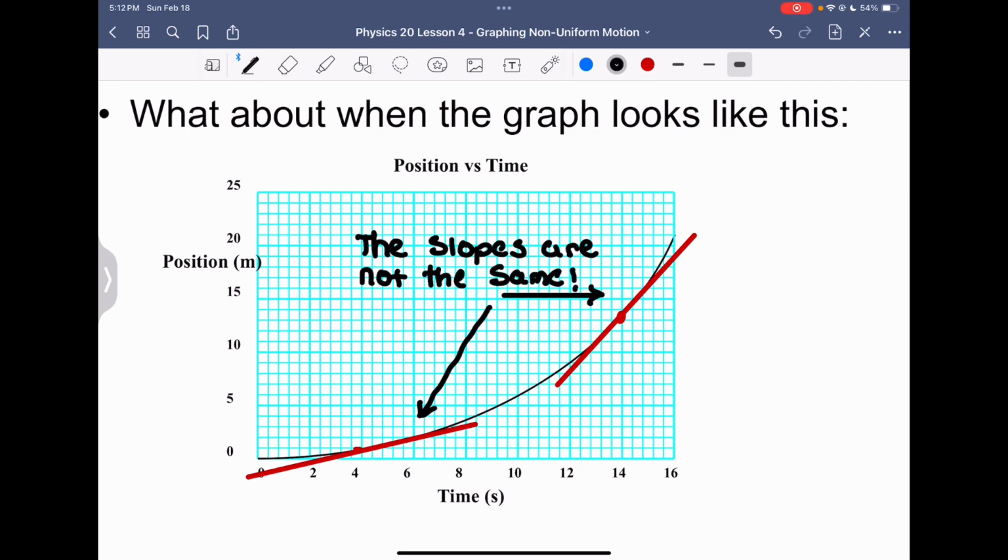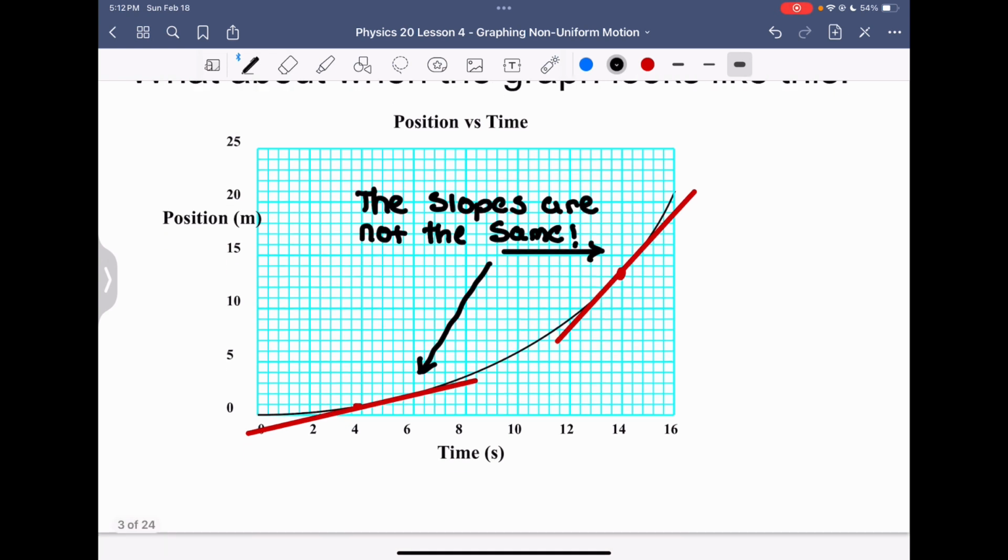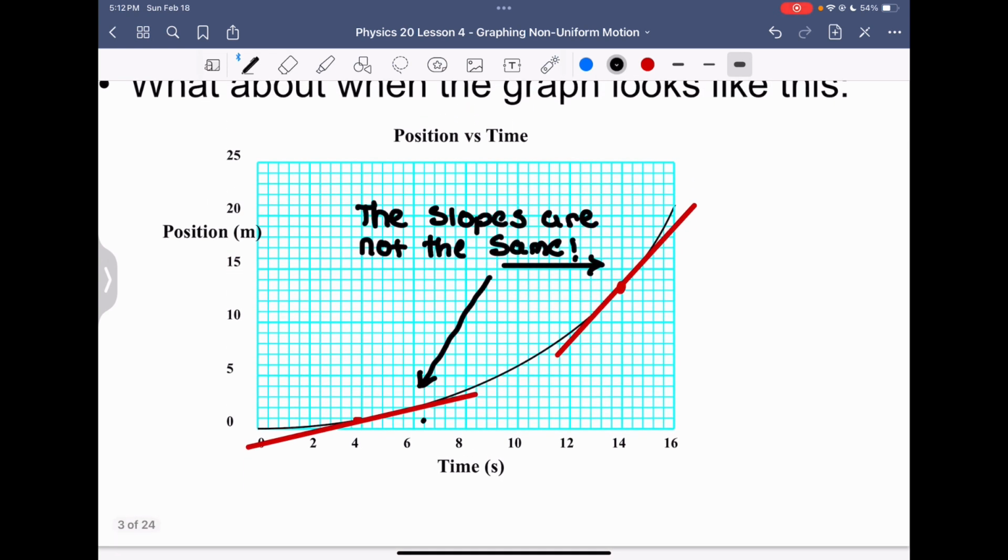Now, what's another way of saying that the slopes are not the same? The velocities are not equal. And so you could say velocity 1, which is down here, and velocity 2, which is up here, just two random velocities we may calculate. V1 does not equal V2.